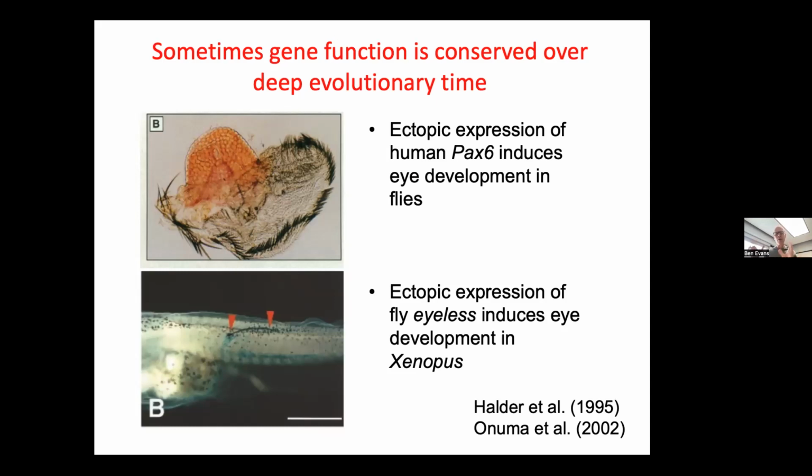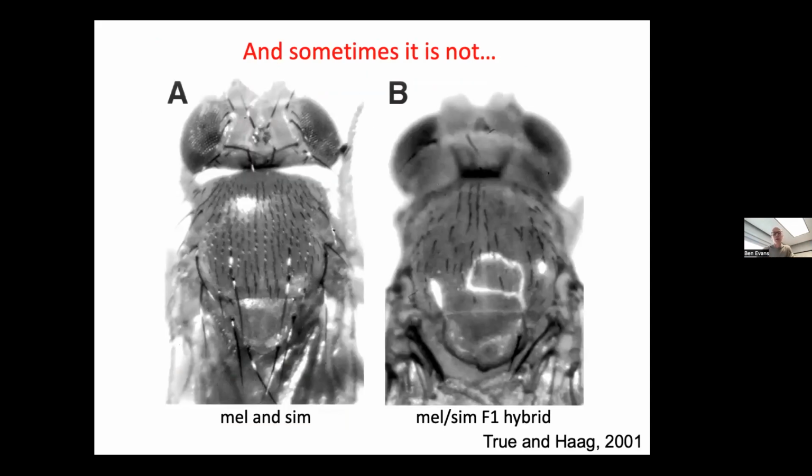Similarly, you can take the homologue of PAX6 from fruit flies, which is called eyeless, and express it in a frog, and you can cause an eye-like structure to develop in a developing tadpole, and that's what's indicated on the bottom here. And so basically, the function of this gene has been conserved for deep evolutionary time across diverse metazoans, as diverse as arthropods and humans. But that's not, of course, always the case.